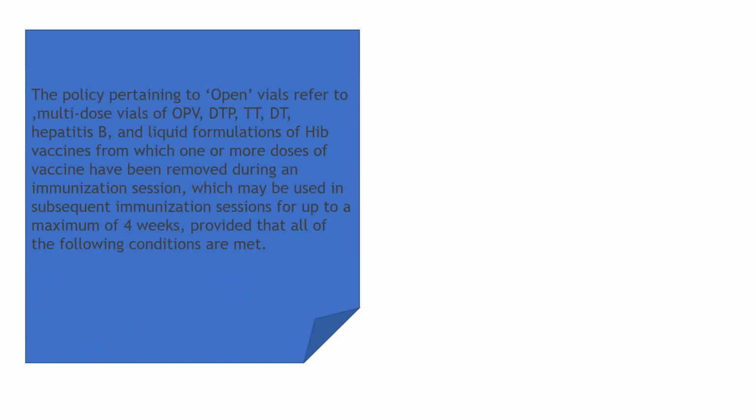Now coming to another very commonly asked question, whenever you will be picking up vaccines or been asked to pick a vaccine, is the open vial policy of vaccines. This policy pertaining to open vials refers to the multi-dose vials of OPV, DPT, DT, TT, hepatitis B and liquid formulation of Hib vaccines from which one or more doses of vaccine have been removed during an immunization session, which may be used in a subsequent immunization session for up to a maximum of 4 weeks, provided that some of the conditions as mentioned are met.